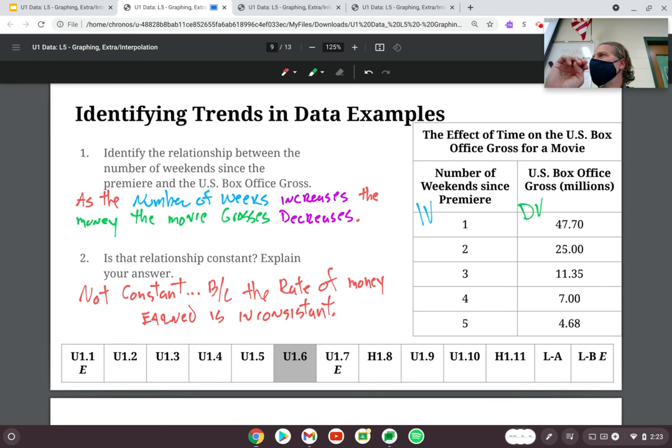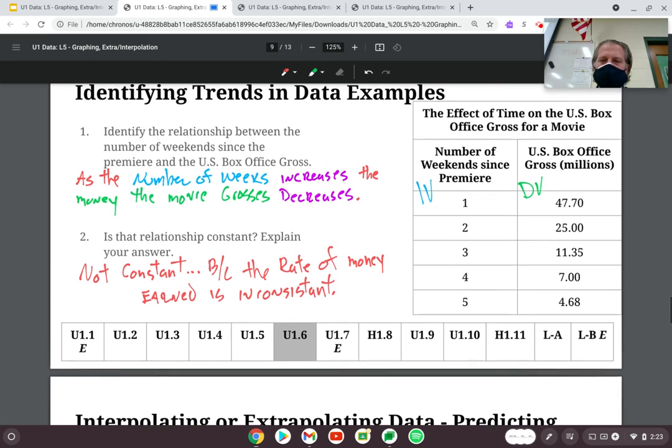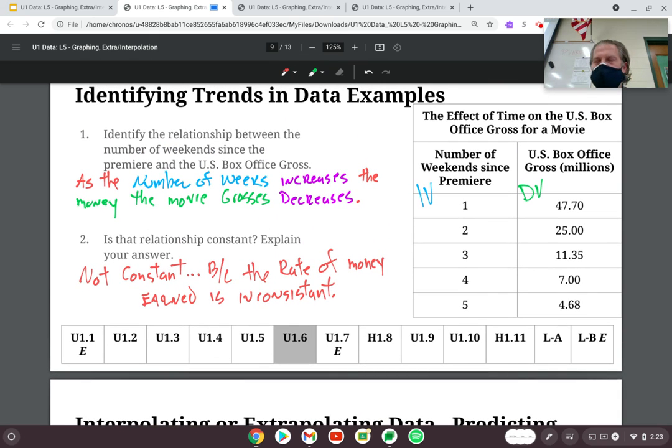All right. Let's see where we're at here. We'd like to talk about interpolating and extrapolating, but I feel like we've done a lot today.